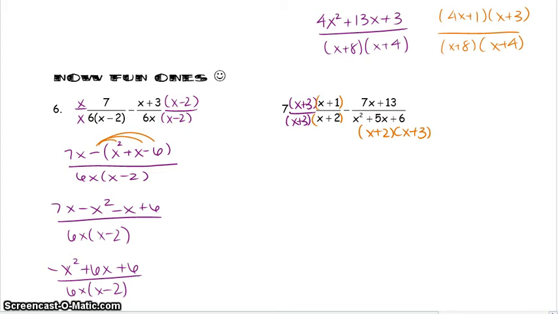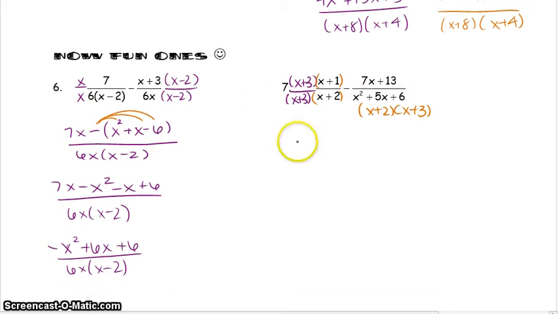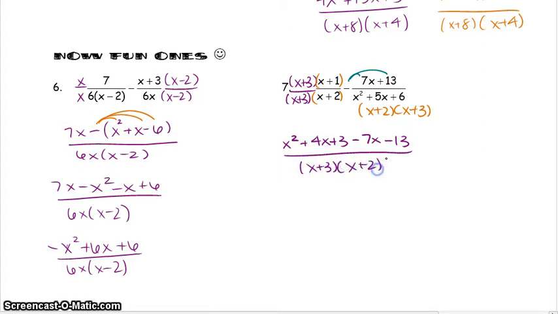Okay, so then across the top, once we FOIL this, that gives us x squared plus 4x plus 3. And then look, we have a minus sign here, so we're going to have to distribute to both. So that gives us a negative 7x minus 13 all over x plus 3 times x plus 2. And let's simplify what we have.